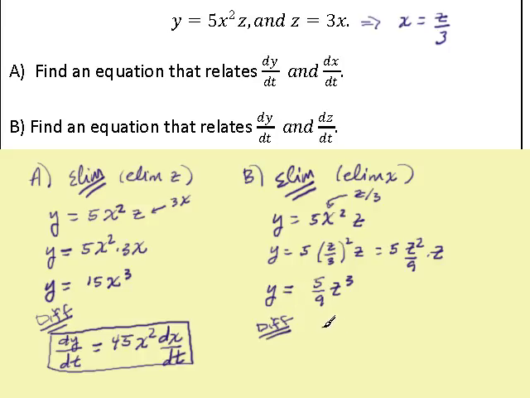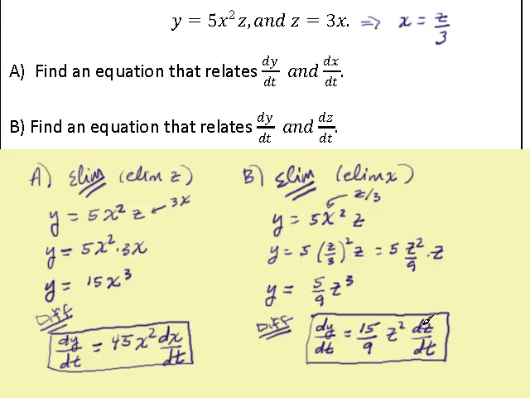And so here we have dy/dt is equal to, and just bring down the 3. 3 times 5 is 15. So that would be 15 over 9 z squared times dz/dt. Okay, so that's what we were asked to find. All right, and just to reiterate, the main point of this problem is that we first eliminate before we differentiate.